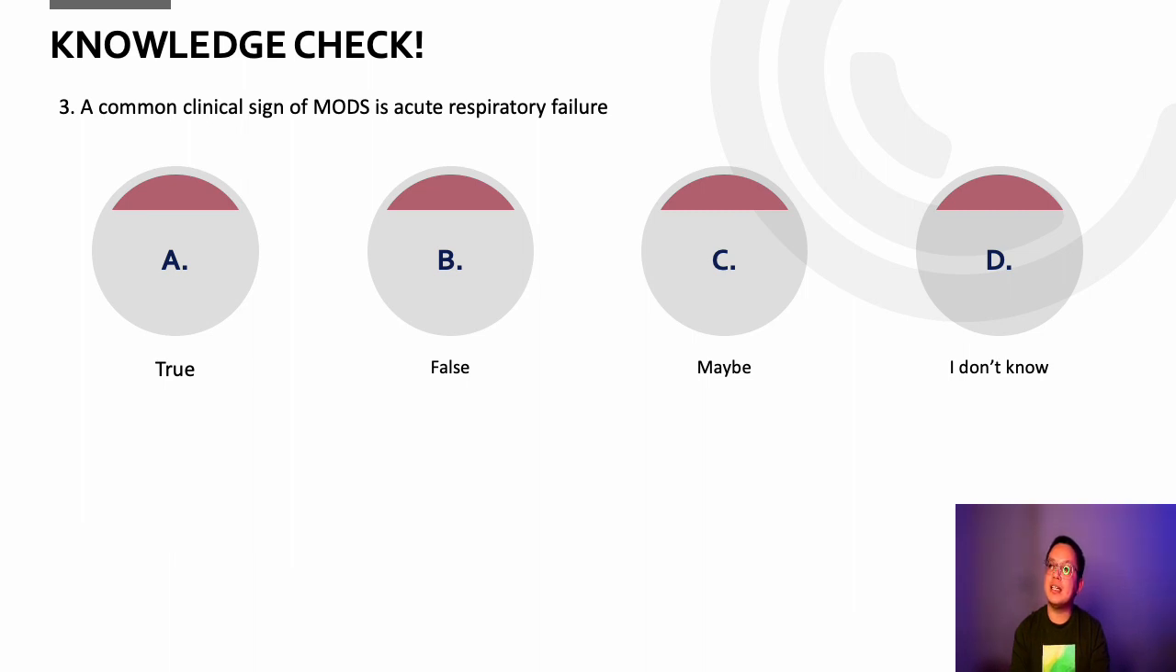Number 3. A common clinical sign of MODS is acute respiratory failure. A, true. B, false. C, maybe. D, I don't know. Okay, there are no points for C and D. Number 4, dialysis is a treatment for MODS. A, true. B, false. C, maybe. D, I don't know. If you don't know, don't answer that one. Go back to my discussion.